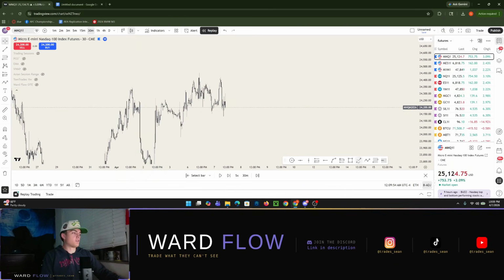Looking at the chart, I want to start us off with this first step, which is looking for a draw on liquidity. So if you don't know what a draw on liquidity is, it is simply going to be an external high or low.